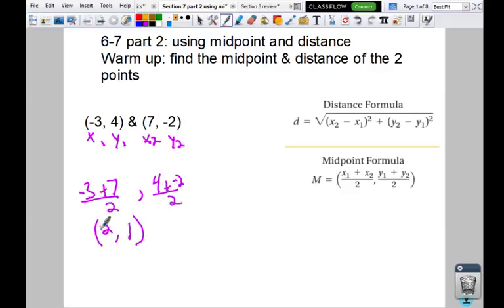I think you accidentally subtracted. Yeah, I accidentally subtracted instead. And remember, midpoint is an x comma y, so your answer needs to be like this.